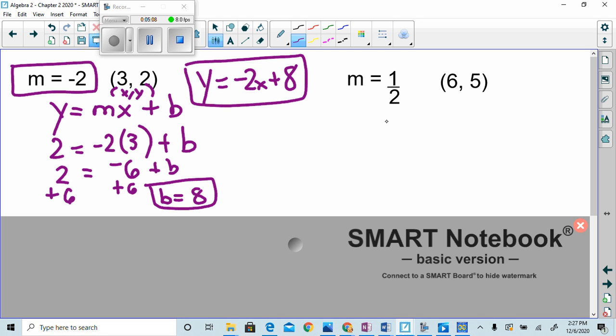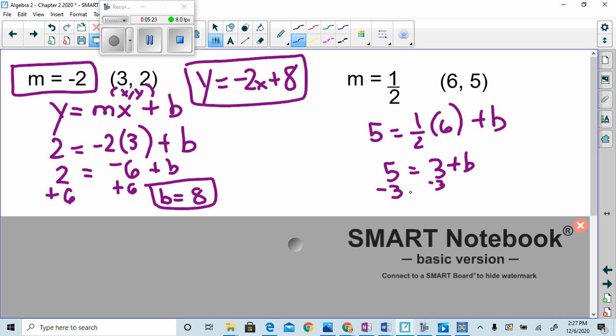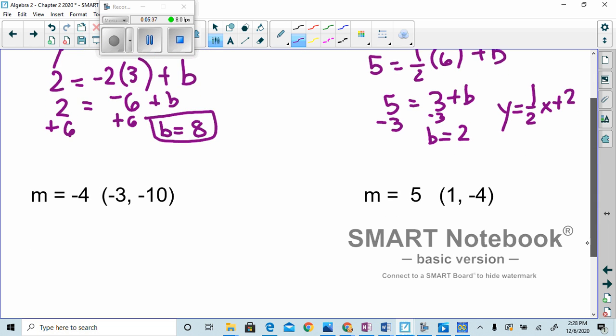y is 5. 5 is equal to 1/2 times 6 plus b. Well, 1/2 of 6 is 3. I'll subtract 3 on both sides, and I get b is equal to 2. That's my y-intercept. My equation, y is equal to 1/2 x plus 2. Two last problems here.